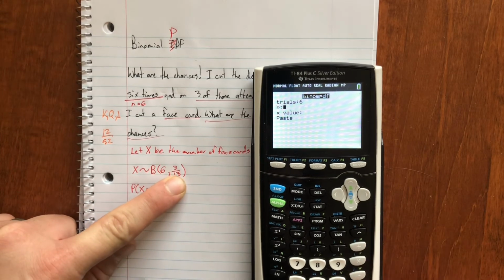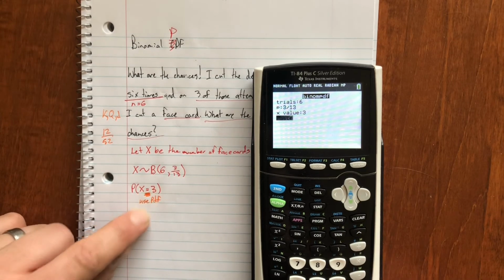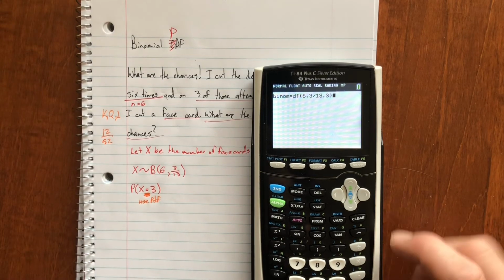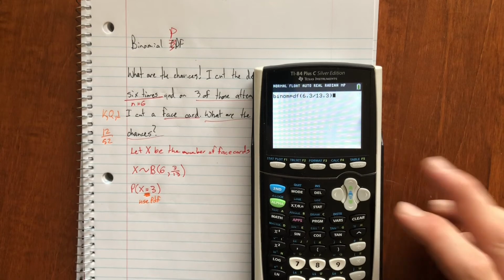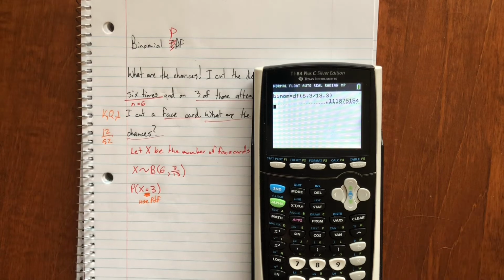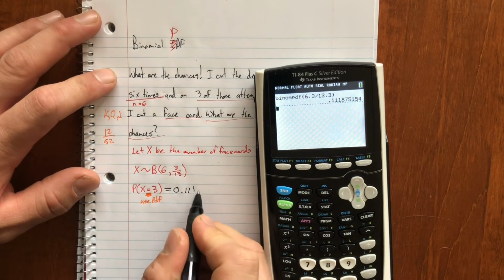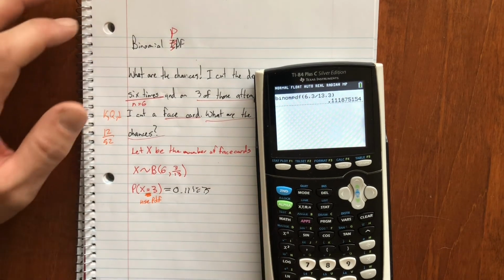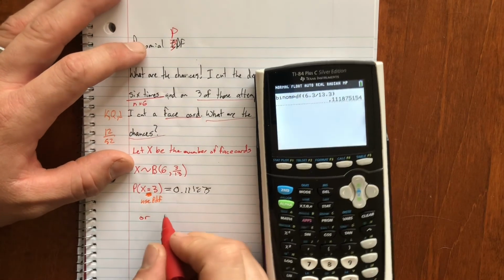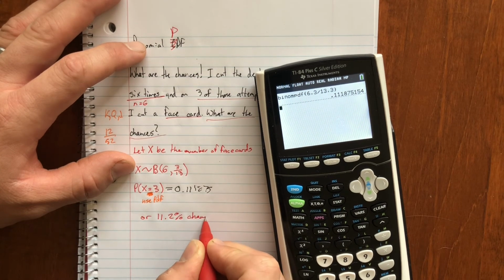Now the number of trials is 6. The probability of success is 3 over 13. And I can type this in as a fraction using my alpha y equals, or I could just do 3 divided by 13. My x value is my number of successes, and paste is going to give me my answer. Now it'll paste my answer in for this expression. So that's the syntax for typing in the expression if you want to type it by hand. And it looks like I have a probability of 0.111875. Or, to 3 significant figures, there's an 11.2% chance of that happening.